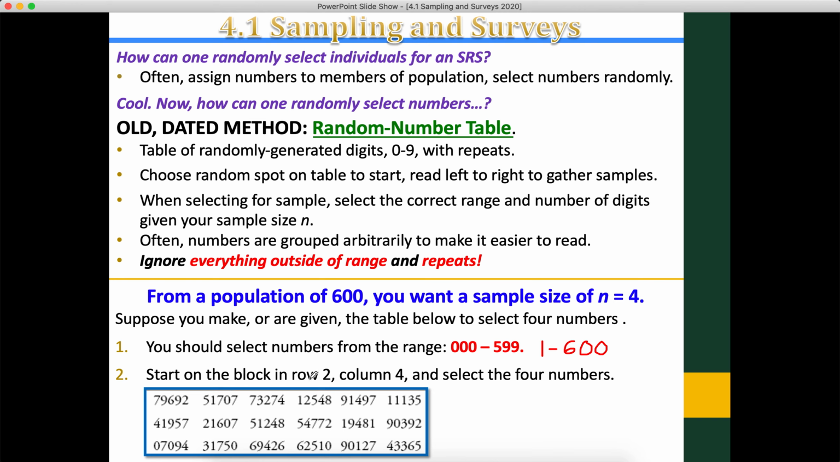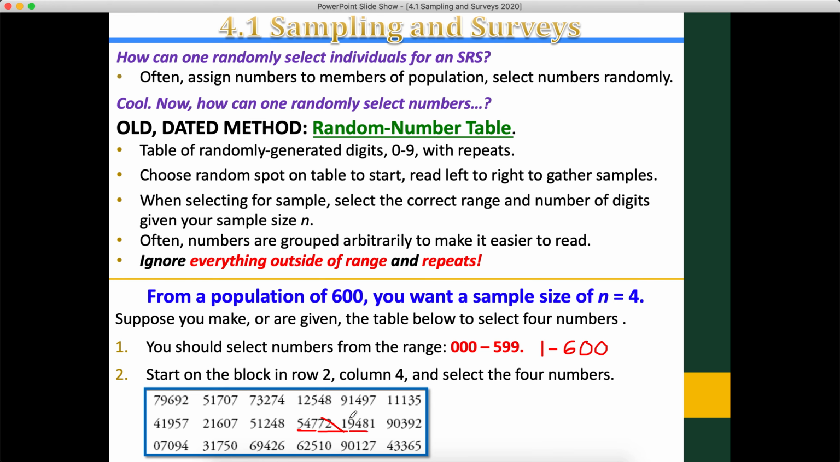So let's actually try it in this case. Start in the block in row 2 and column 4. So we're starting here, and we select the 4 numbers. Note that we're going 3 digits at a time because we're dealing with a 3-digit population. So let's see. Looks like the first number would be 547. The next would be 721, so we ignore that. We don't reuse any of these digits, we just move along.